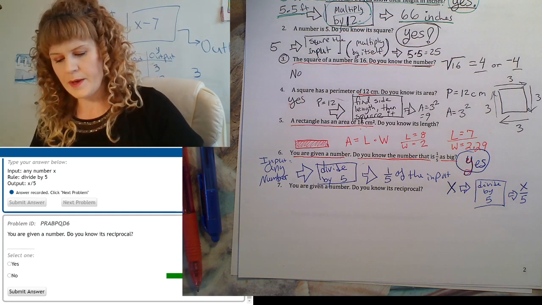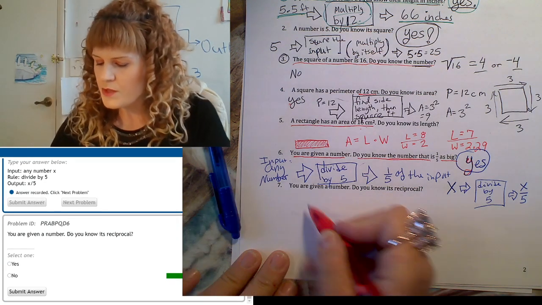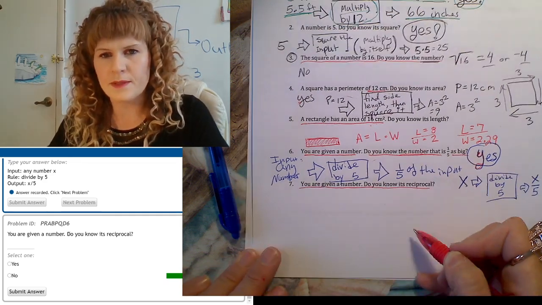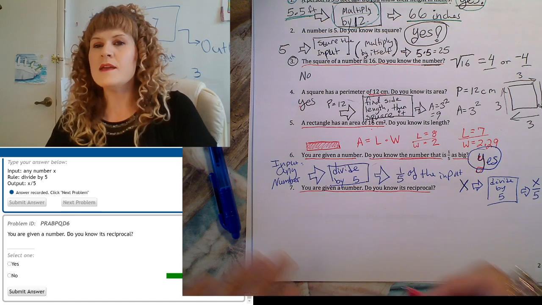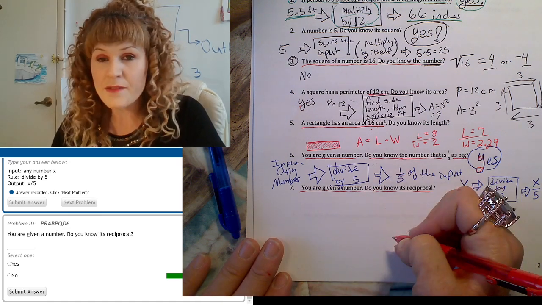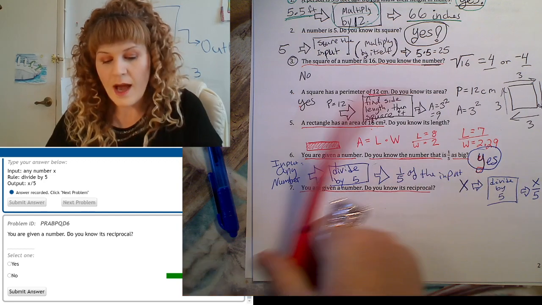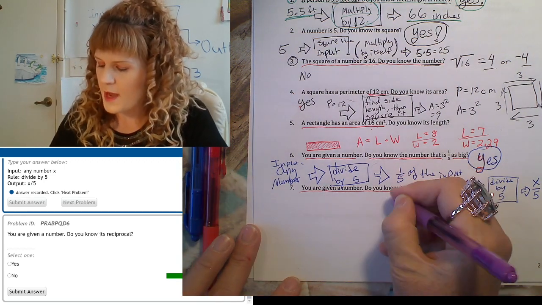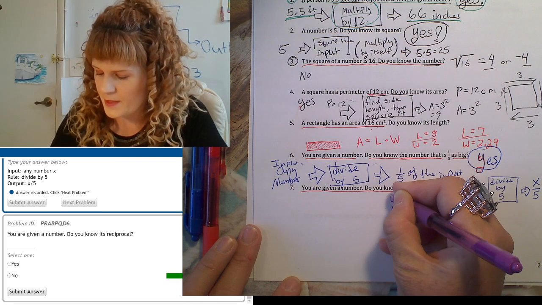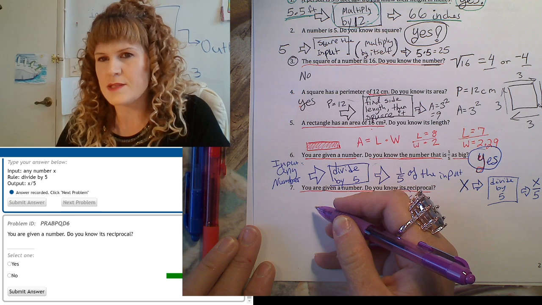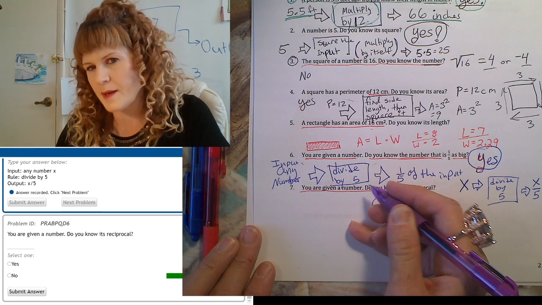All right, one more to go. You are given a number. Do you know its reciprocal? If it's 0, there is no reciprocal. But any other number? Yes. I know its reciprocal if I'm given a number. You have to remember what reciprocal is for this. Please remember that the reciprocal is 1 divided by the number.